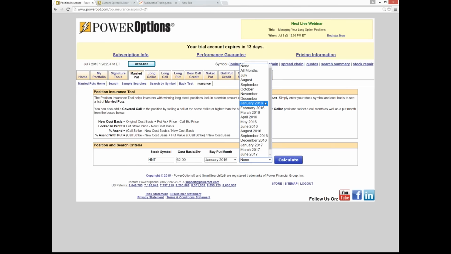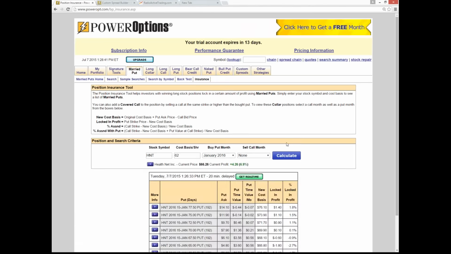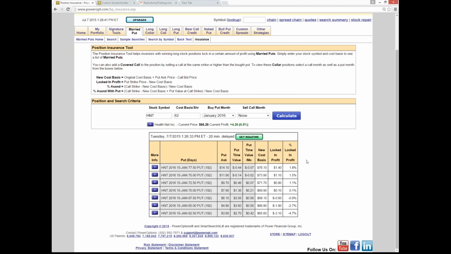And I'm not going to sell a call. So I'm just going to look at these here. Let's calculate this. What's amazing about this is I have a current gain. My cost basis of 62, I fabricated. I don't know if HNT was trading at 62 recently, but let's say I had a gain in the stock. So I currently have about a 7% gain in the stock.